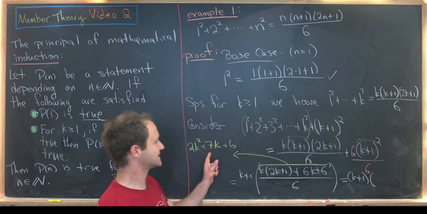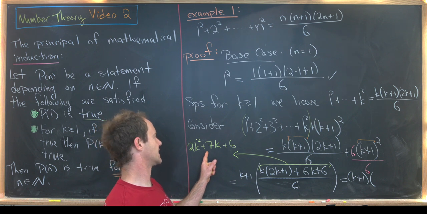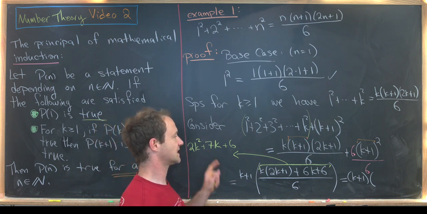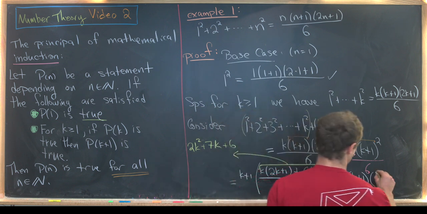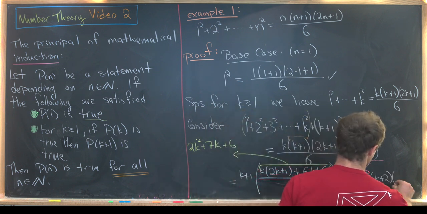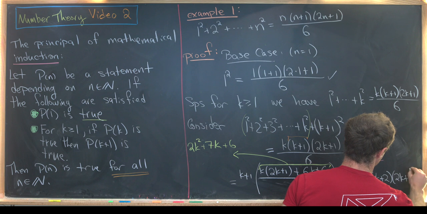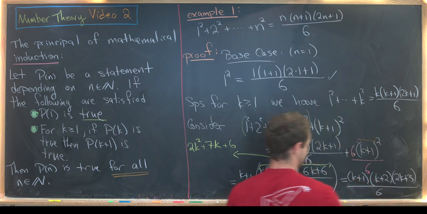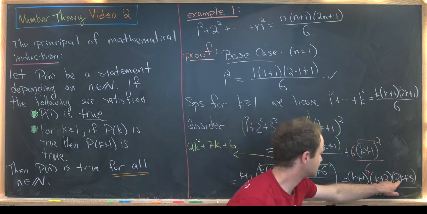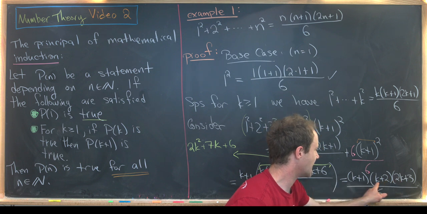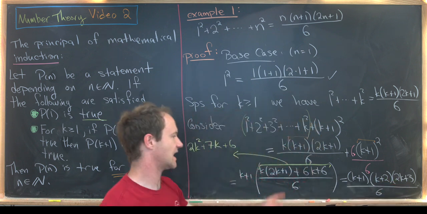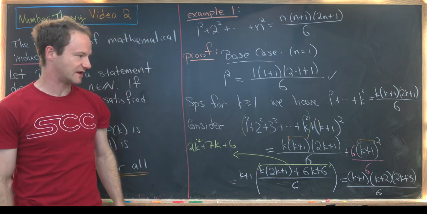And then I want to notice that this guy factors like k plus 2 times 2k plus 3. So we've got k plus 2, 2k plus 3 all over 6. Let's check that. We get k squared, 4k plus 3k is 7k plus 6. Okay, so that's a good way to factor that.